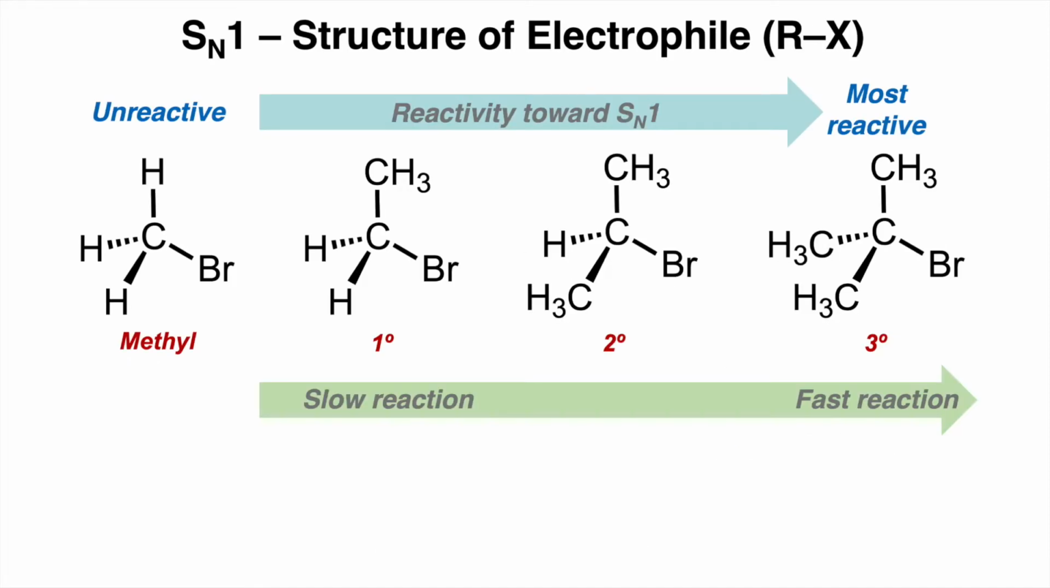An SN1 reaction occurs fastest and is most reactive when the electrophile is tertiary. The SN1 reactivity decreases as you go from tertiary alkyl halide to a primary alkyl halide. And an SN1 reaction is completely unreactive with methyl halides. Notice that this trend is completely opposite to that of an SN2 reaction.